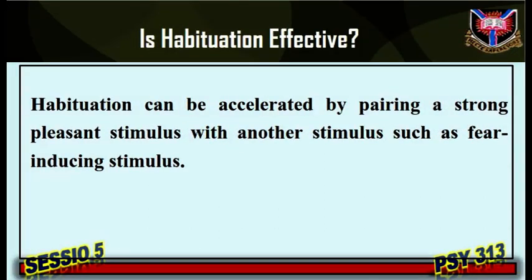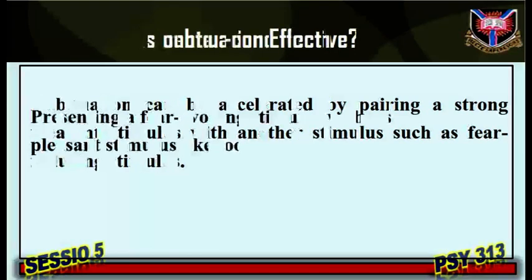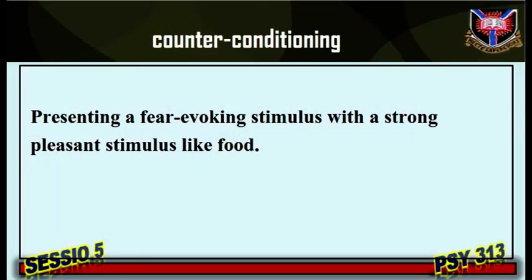Thirdly, habituation can be accelerated by pairing a strong pleasant stimulus with another stimulus, such as a fear-inducing stimulus. To again use the previous example, if the dog is frightened of a running car engine, its fear can be offset by presenting it with a strong pleasant stimulus like food. This procedure is called counter-conditioning and should be combined with the use of hierarchies of intensity. This is because if the dog is very afraid of the car engine, it will ignore the food when it is close to the engine because it will be too afraid to eat.